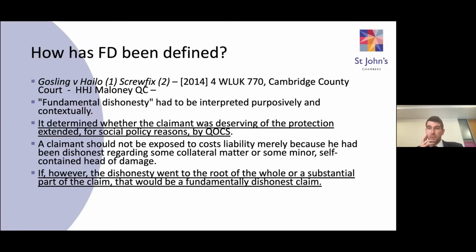the fundamental dishonesty provisions of FD determined whether the claimant was deserving of the protection extended for social policy reasons by the Jackson reforms by QOCS. And Judge Maloney said if the dishonesty went to the root of the whole or part of the claim, then that would be fundamentally dishonest. That prompted the addition by Section 57 of the 2015 Act, because you'll see there's reference to the whole or a substantial part of the claim that would be fundamentally dishonest.